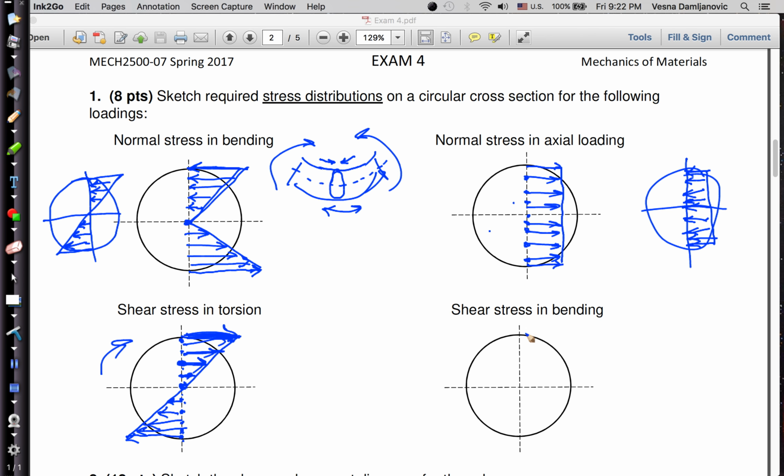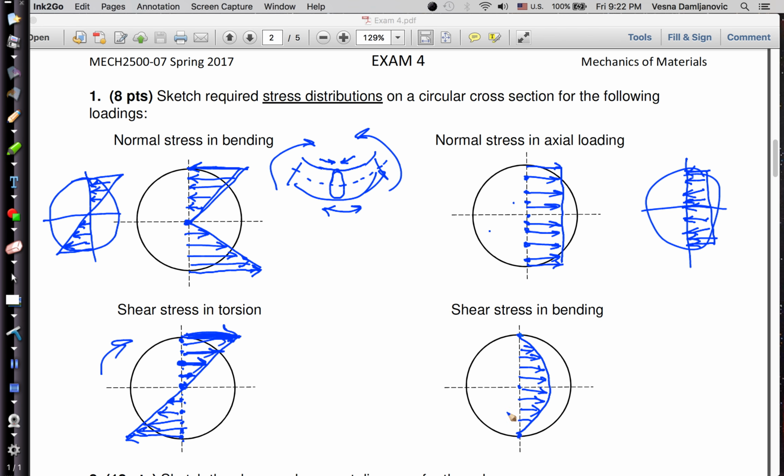So shear stress in bending is, we said, 0 at the ends, and it's maximum in the middle, and it looks like this. Oops. I suppose I should learn how to draw with this pen. That's it. Okay.